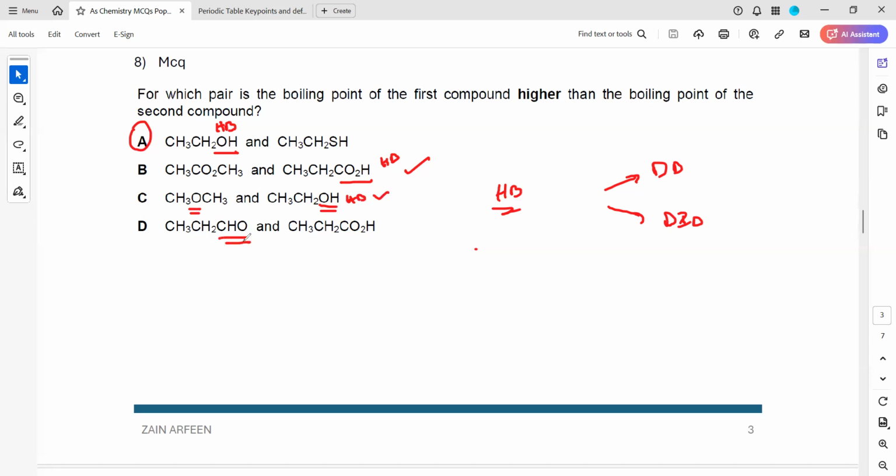Here it is an aldehyde. And in a carboxylic acid, the hydrogen bond is the strongest type of intermolecular force. So that's why it will have the highest. So the second compound has a higher boiling point than the first one. But in the first example, the first compound has a higher boiling point than the second one.